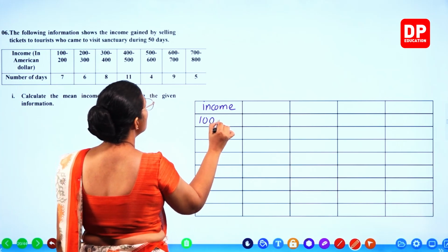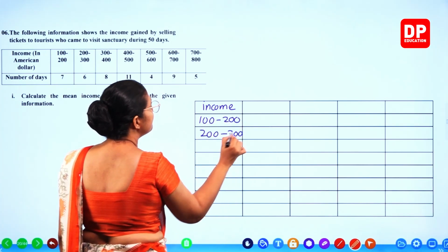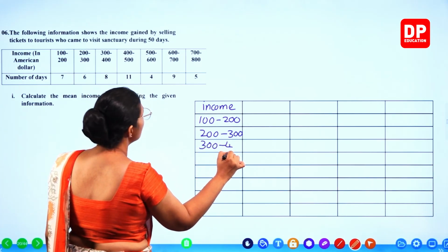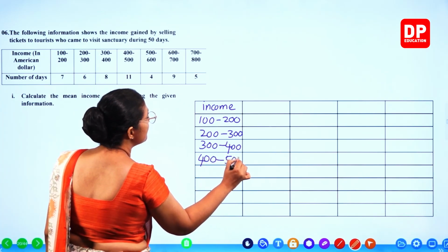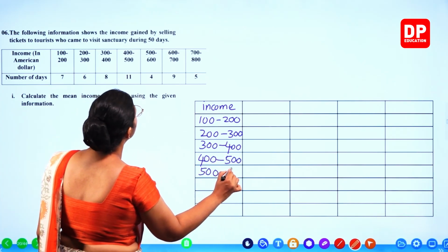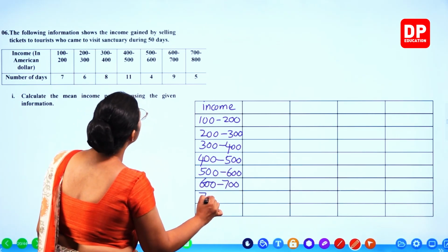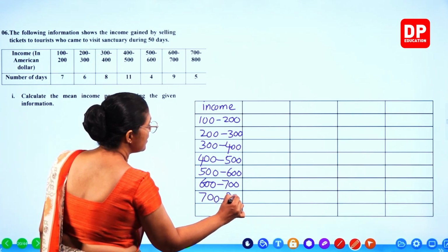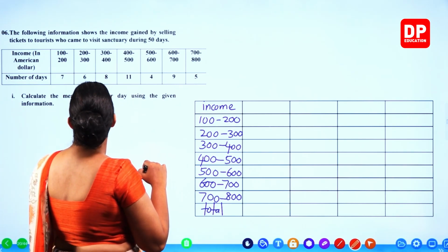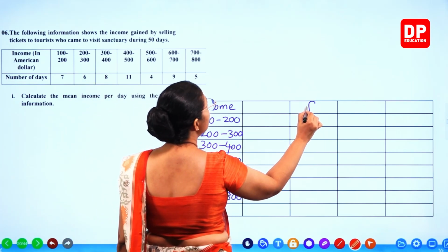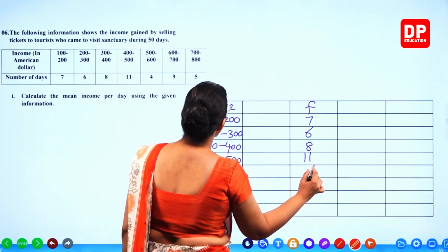100 to 200. 200 to 300. 300 to 400. All these are with equal widths. 600 to 700. 700 to 800. And we can calculate the total from this row. Then frequency I'll write here. 7, 6, 8, 11, 4, 9, 5.